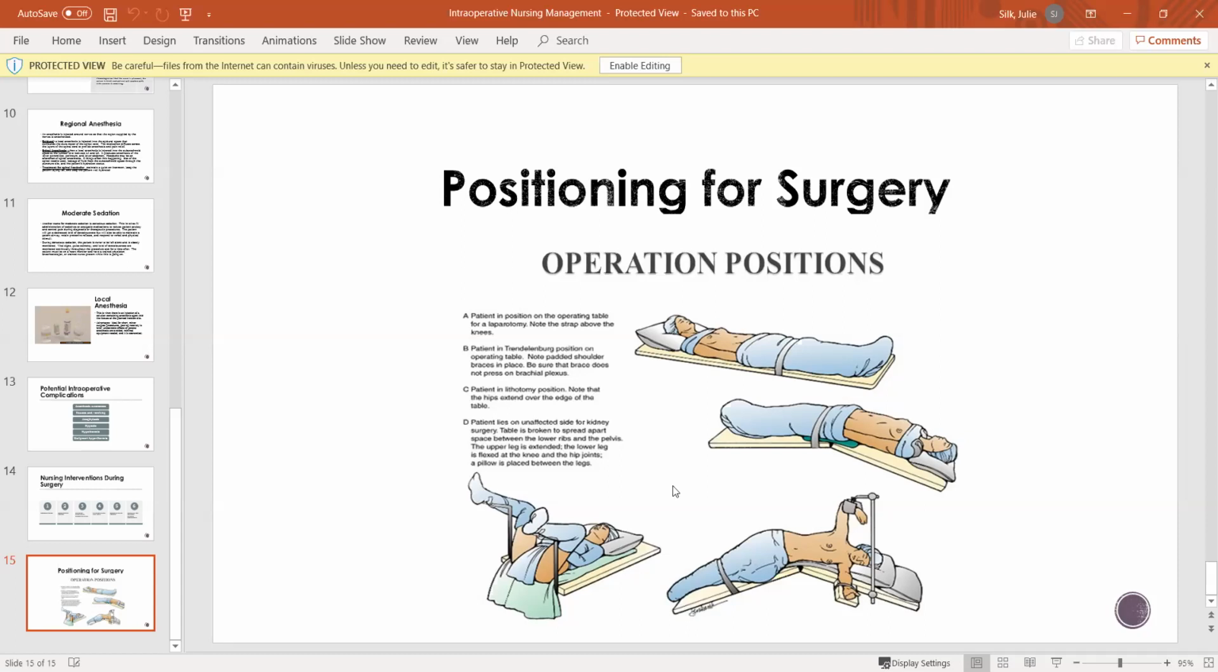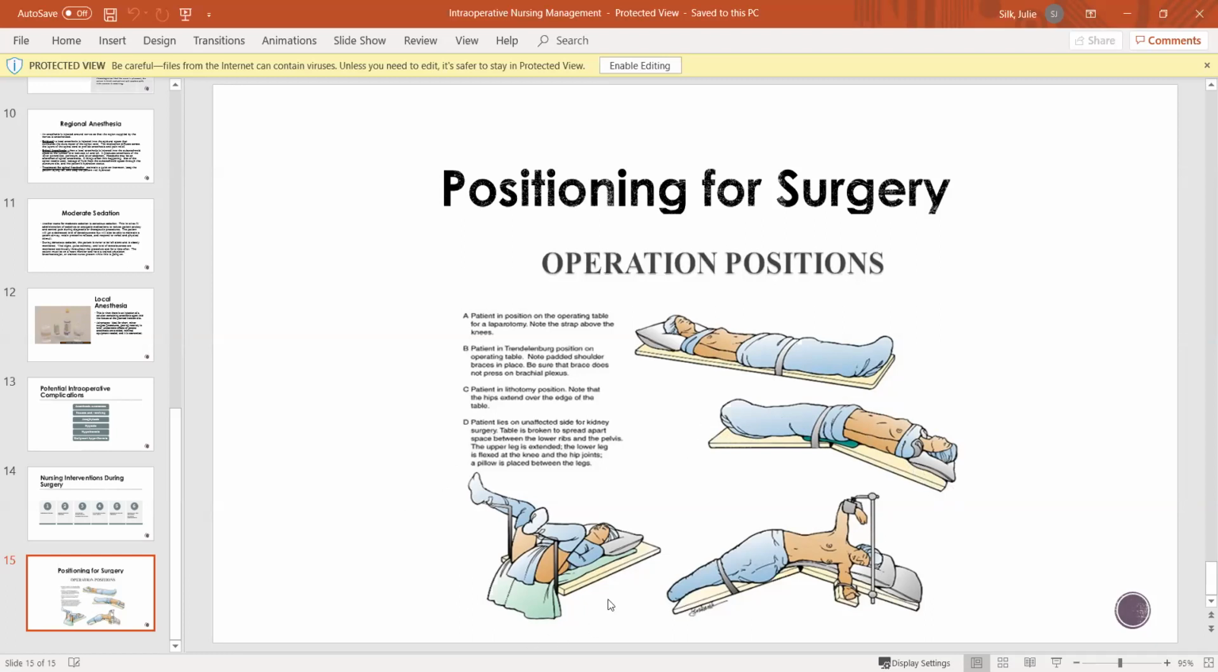So basically, this top one here is just supine. We all know that, right? Just laying flat, supine. This one here is a Trendelenburg position. So I have my head lower than my feet. That's a Trendelenburg.